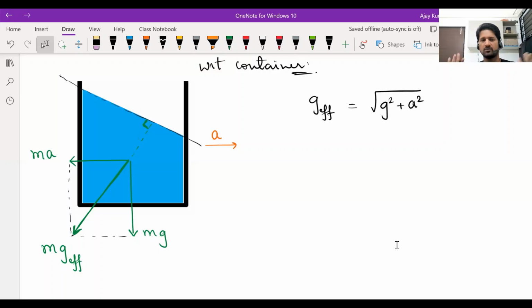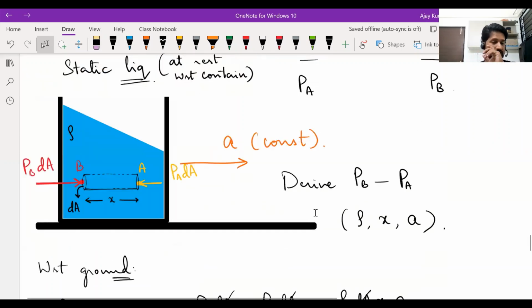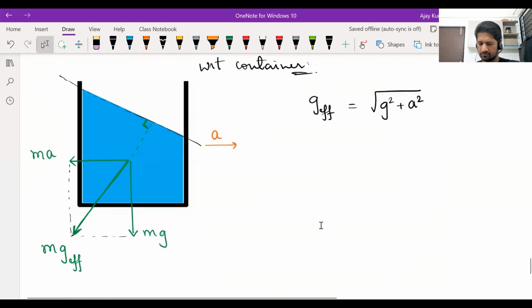That is the nature of liquids. They will have to settle like that. They have no other choice. Fine. You can even find out the angle at which the free surface will be tilted. There are two different ways of doing it. I'll explain both of them to you.